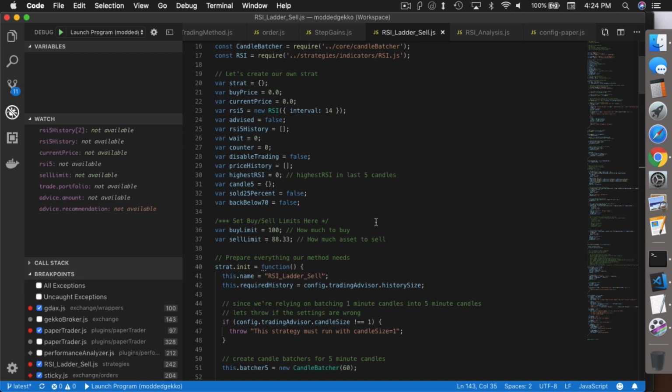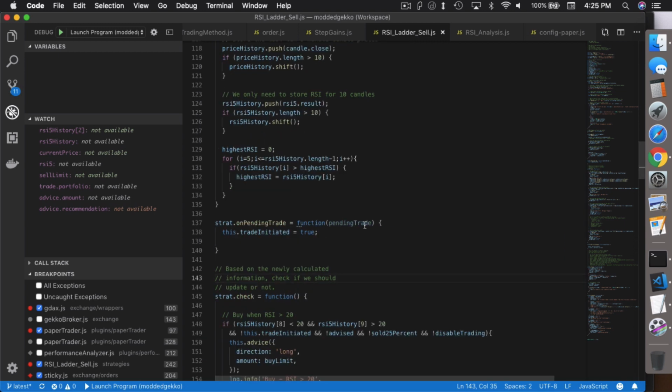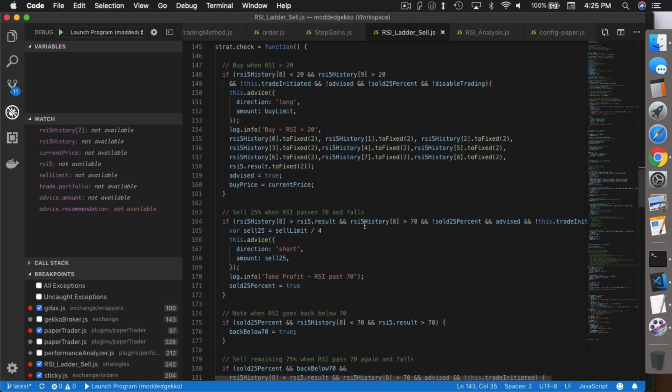In addition, the sell limit will be used to determine how much we actually sell. For the first time, 25%, and for the second time, 75%. So we do need the buy and sell limits here. The heart of it is obviously in the check function right here.